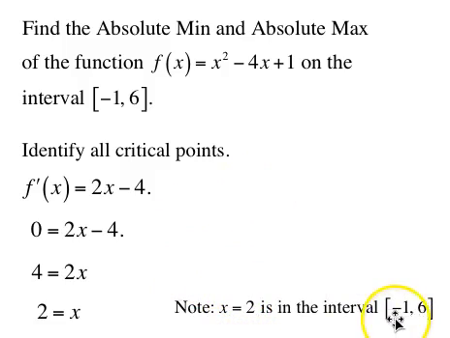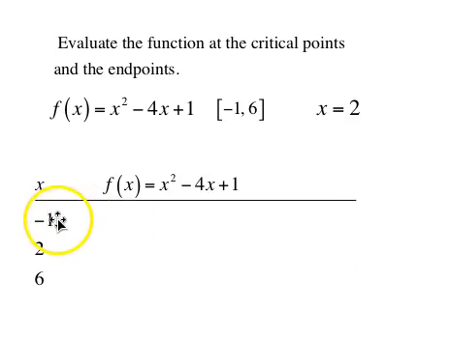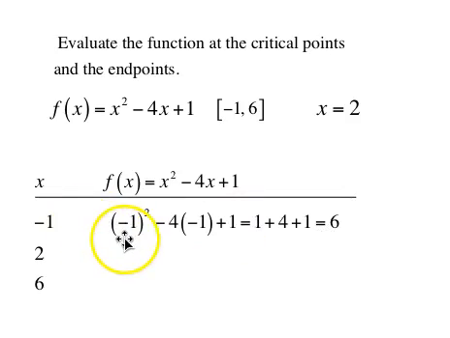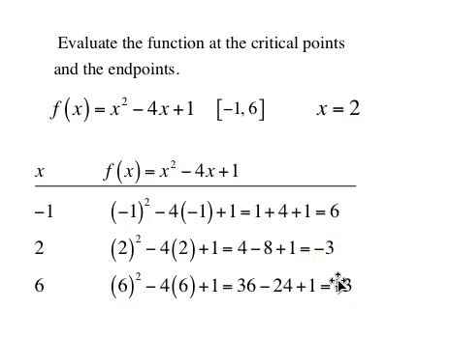We will test 2, we will test -1, we will test 6 to see which one is the highest, which one is the lowest. We're going to plug the endpoints -1 and 6 together with the critical point in the range into our function f of x is x squared minus 4x plus 1. Plugging in -1, -1 squared is 1, minus 4 times -1 plus 4, plus 1, we get a value of 6. Plugging in 2, 2 squared minus 4 times 2 plus 1, 4 minus 8 plus 1, -4 plus 1, -3. And plugging in 6, 6 squared is 36, minus 4 times 6 minus 24 is 12, plus 1 is 13.